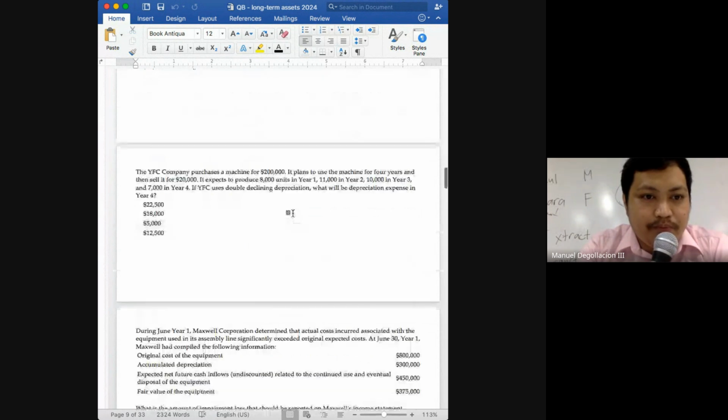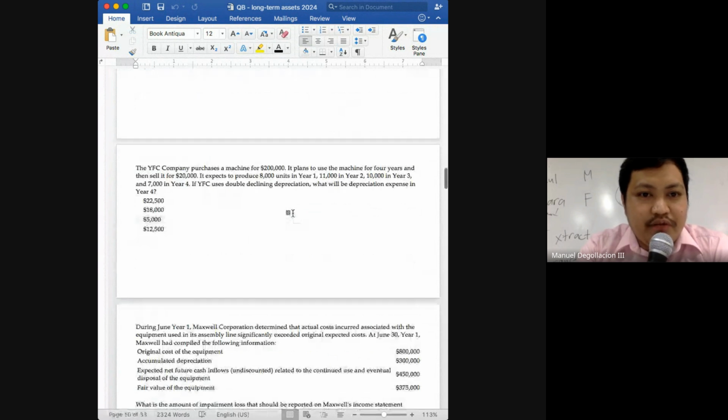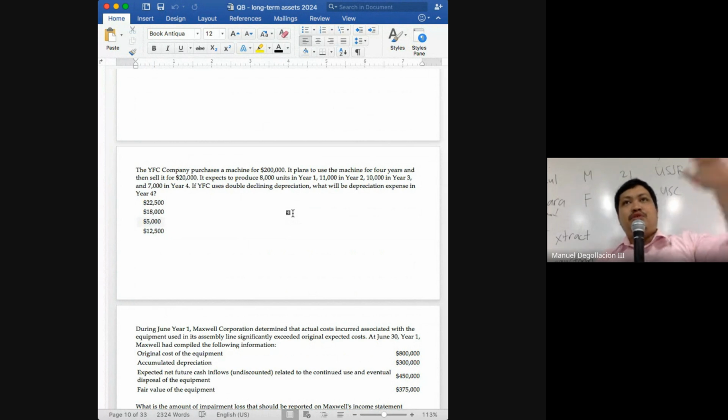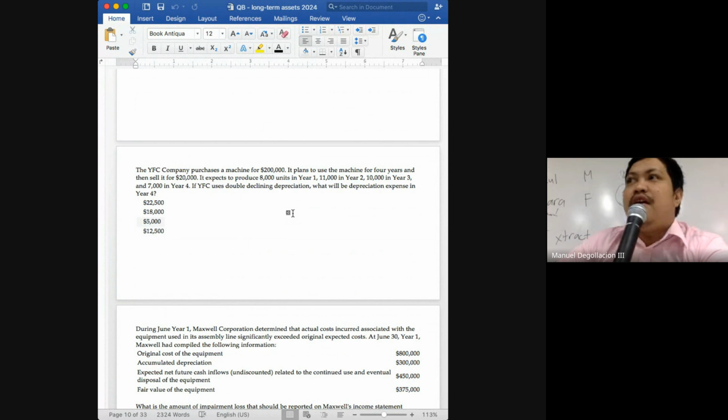Next, the company purchases a machine for a similar problem, but this time we will be using double declining depreciation. Okay, so what do we do under double declining class? The first step is to always compute for the depreciation rate. Under the double declining class, you get the depreciation rate using the straight line, and then you simply double it. How do we get the depreciation rate? It's 1 over the useful life. Again, very important. Depreciation rate is simply 1 over the useful life.